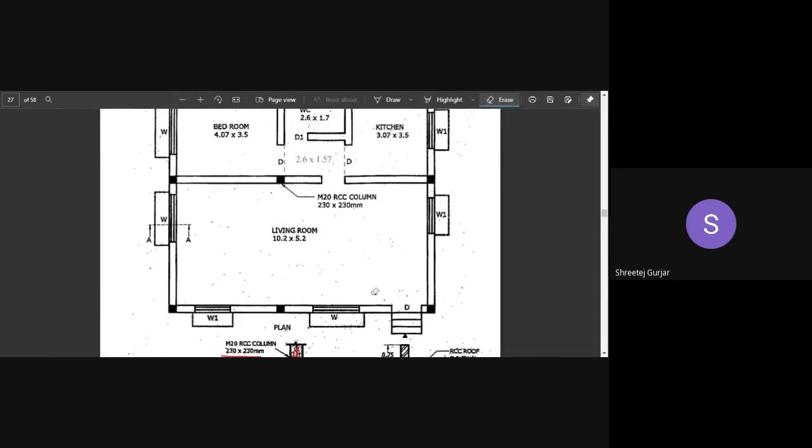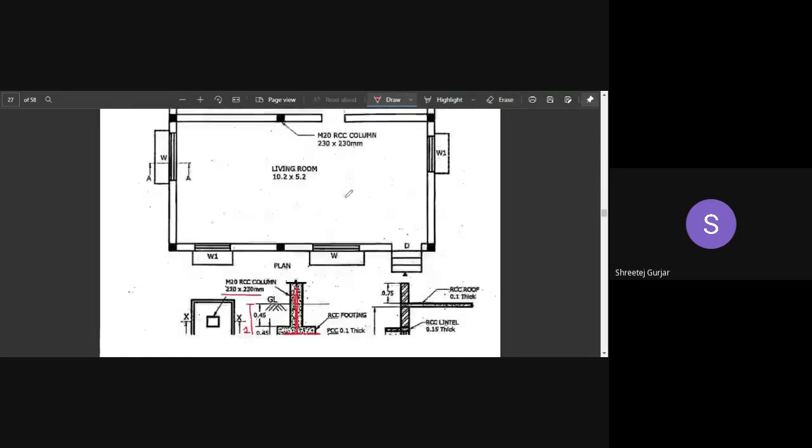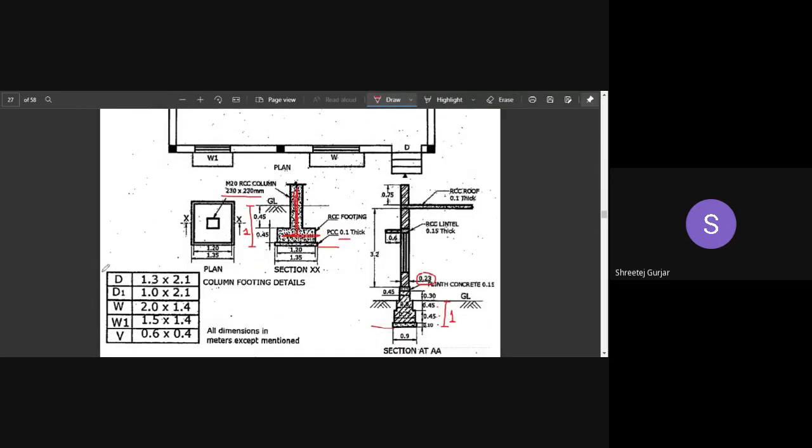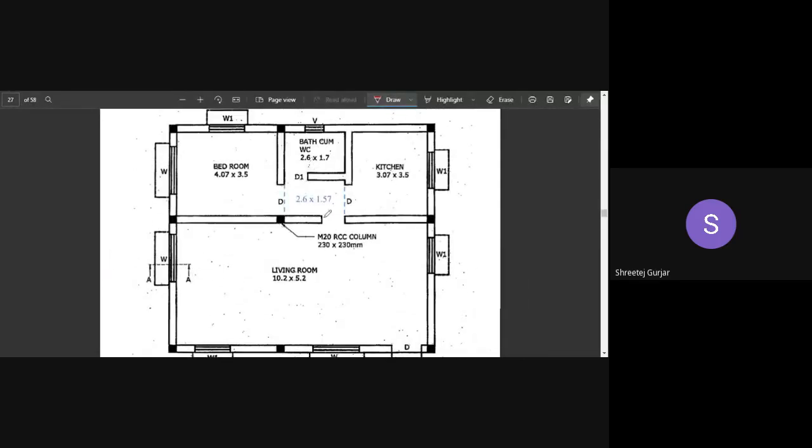So number of doors, you can observe one door is here. This is 1, this is 2, and this is 3. So the number of doors D is 3 in number. And this is not a door, this is just an opening which is provided. There is nothing over here, no door is provided.